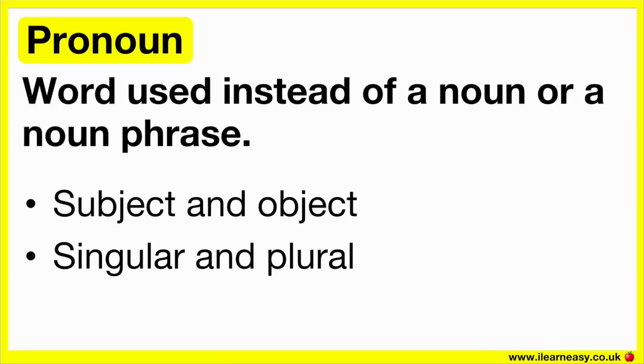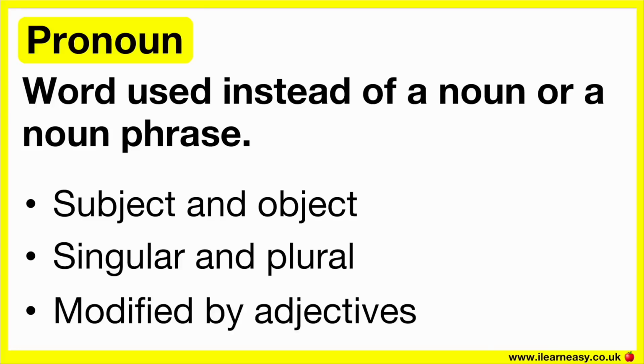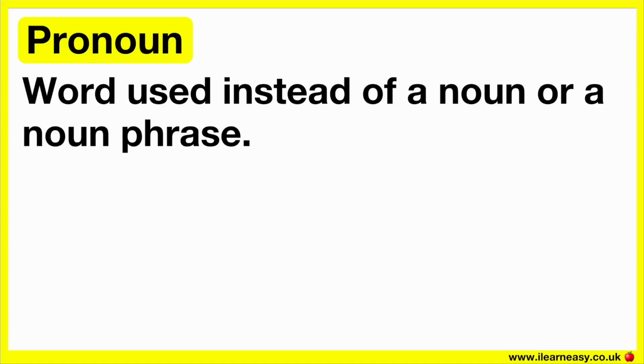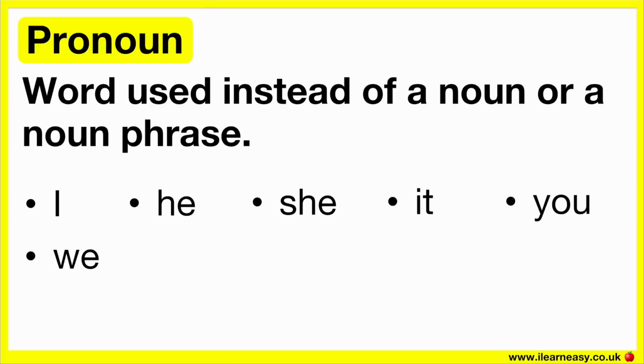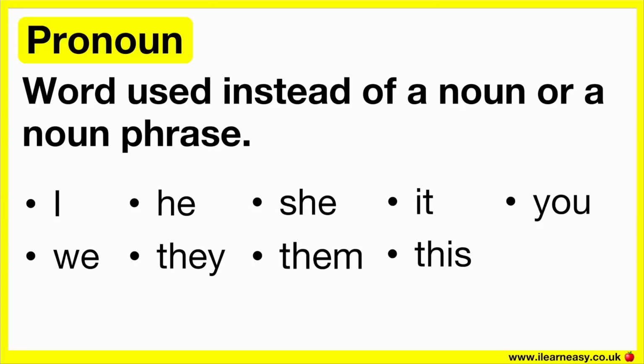So, they refer to people, places, animals, things, and ideas. They can be singular or plural. And they can be modified by adjectives. An easy way to remember this is by remembering that the word pronoun has the word noun. Some examples of pronouns are I, he, she, it, you, we, they, them, this, that, and many more.